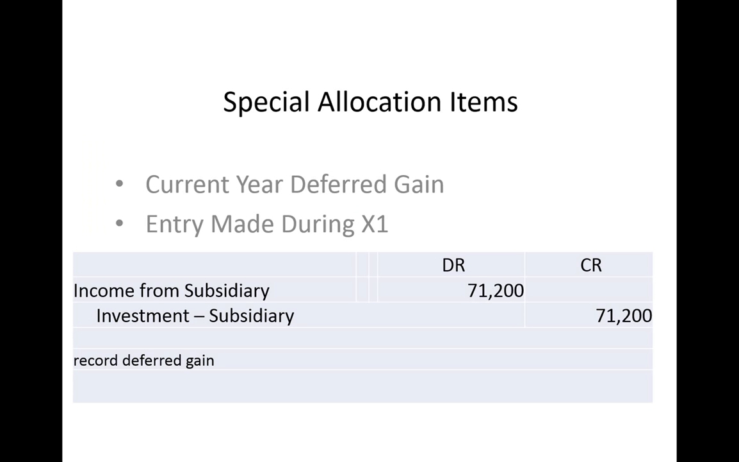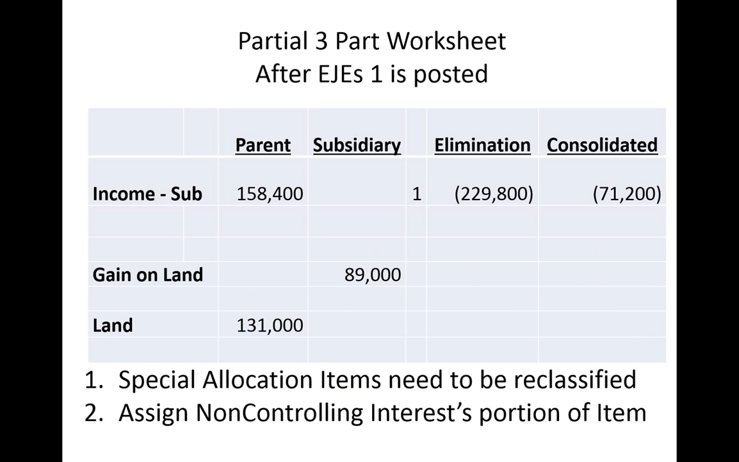This is the entry that was made during the year under the equity method of accounting. This represents 80% of the gain. And this is what the three-part worksheet would look like as it stands after EJE 1 is posted. What remains in the consolidation column is the deferred portion of the gain.